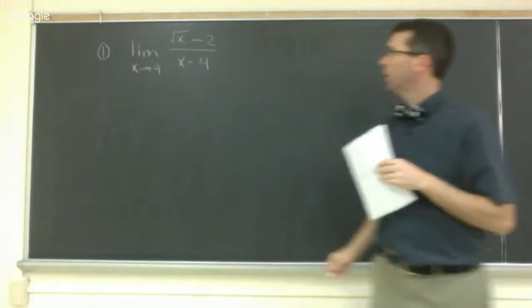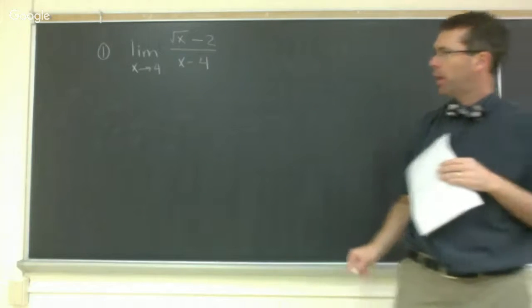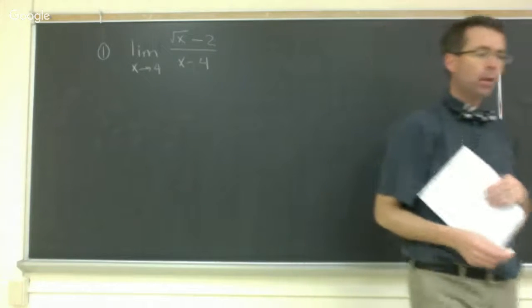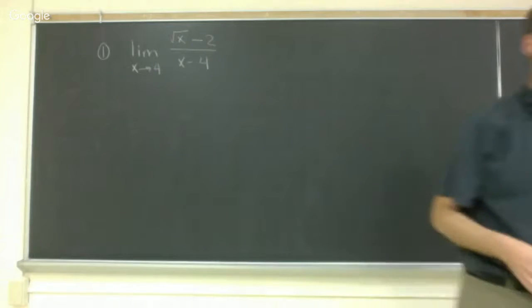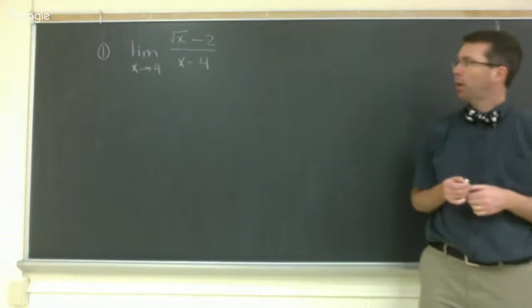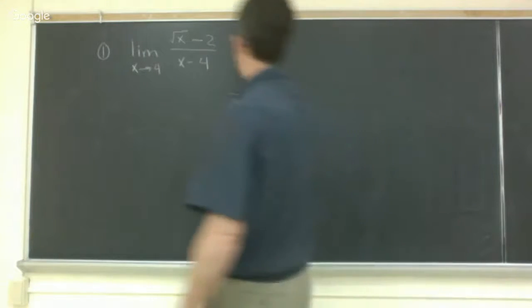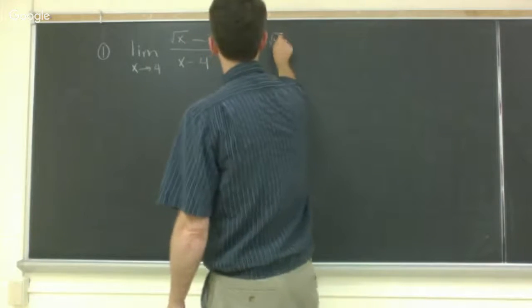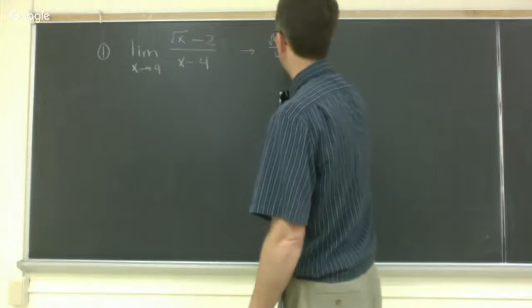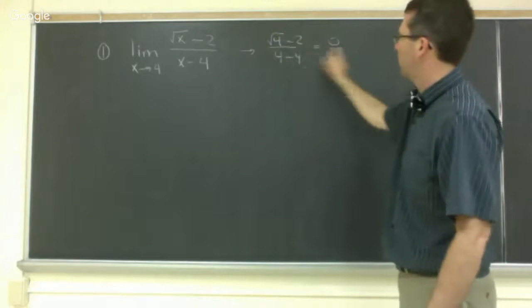Okay, so we're taking a limit of the square root of x minus 2 over x minus 4. It turns out this is going to be an example of using L'Hopital's rule. The first thing we try for limits is we just try to plug it in. So if I plug it in, we get the square root of 4 minus 2 over 4 minus 4. The square root of 4 is 2, so on the top I get 0, and the bottom I get 0.